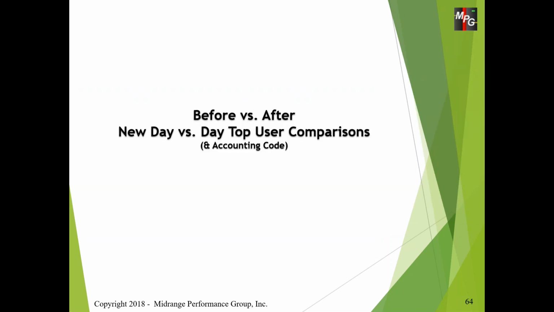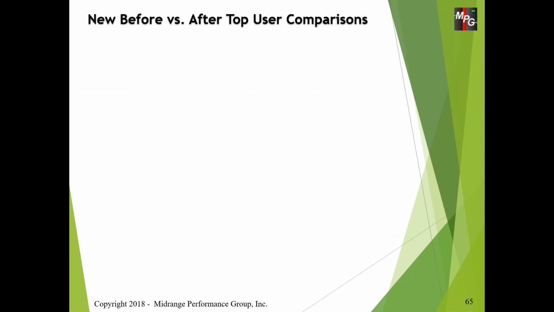In version 19, we have new top user and accounting code reporting, which is very cool. So now, again, we can do day versus day. And here's something I'll tease you on; we'll talk about this in a bit. In version 19, we now have this new concept called month versus month comparisons. You are going to love this.